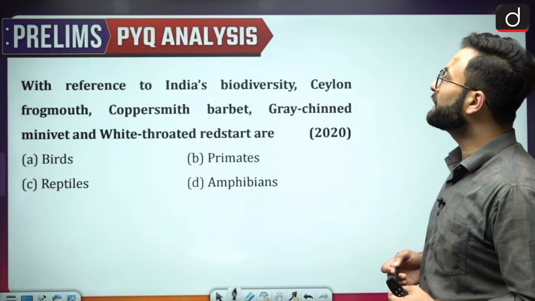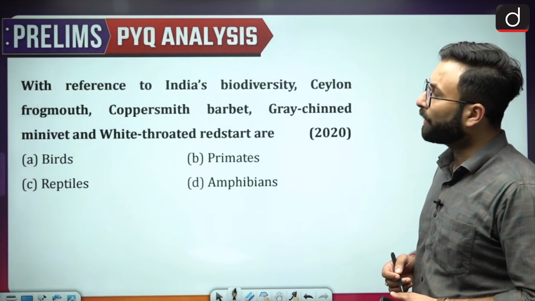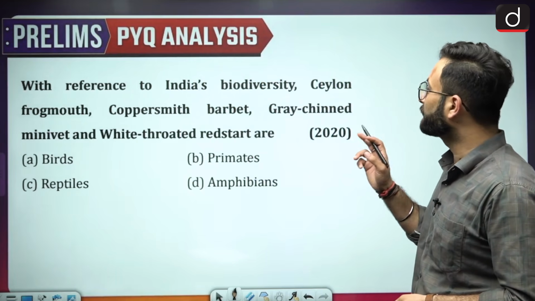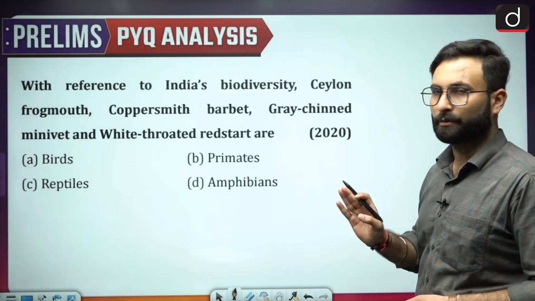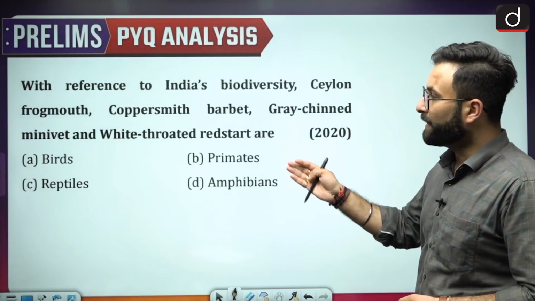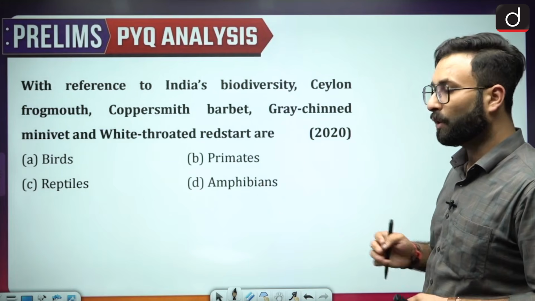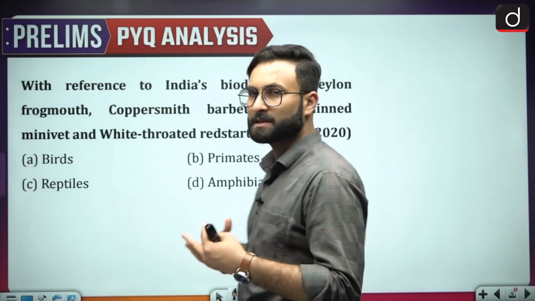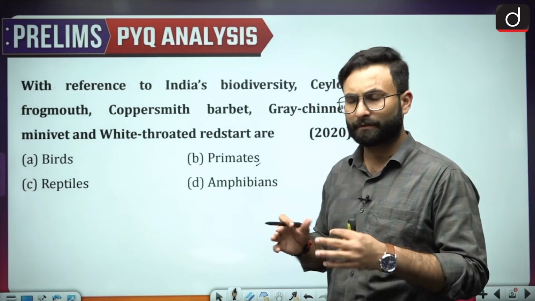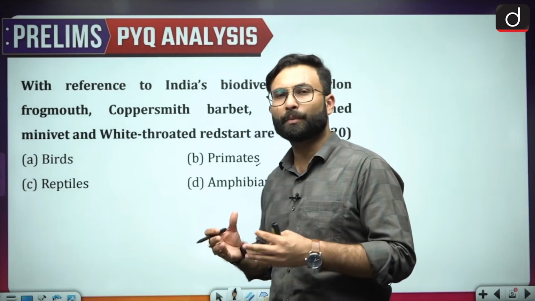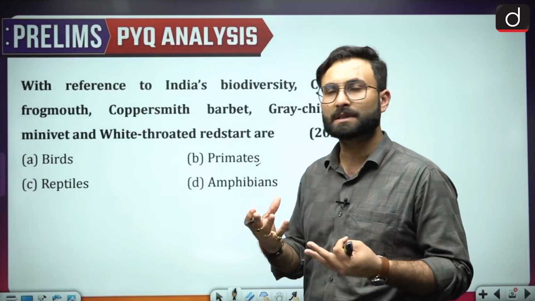With reference to India's biodiversity: Ceylon frogmouth, coppersmith barbet, grey-chinned minivet and white-throated redstart. Now, they are birds, primates, reptiles, or amphibians? If you have read about various species, when we talk about primates, you know that apes and all, we have discussed that. I know you might not have come across names like these.